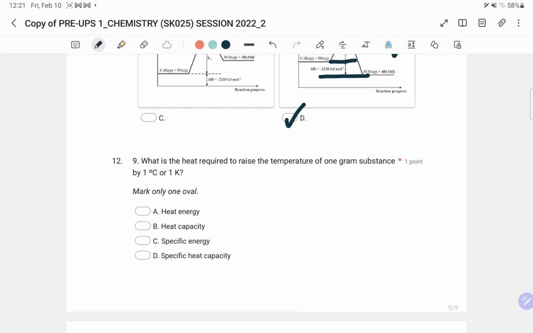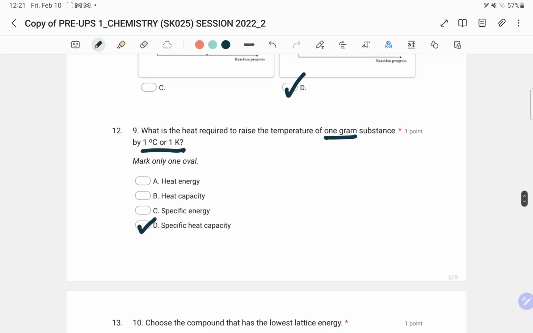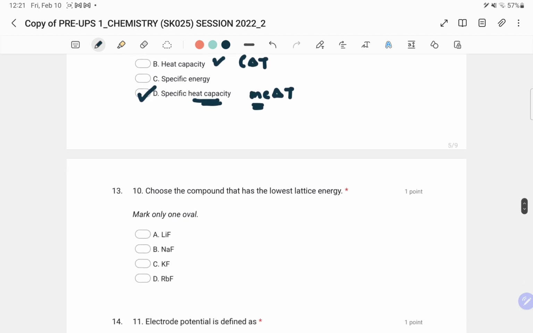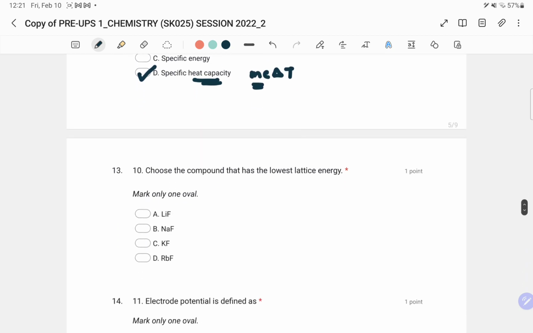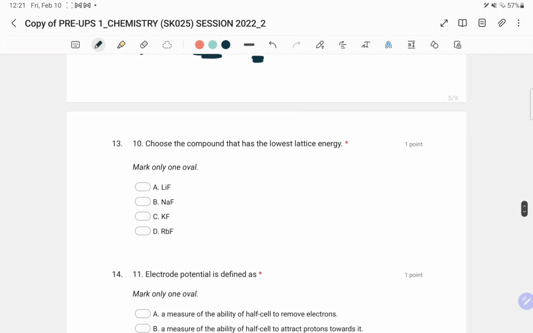Number 9, what is the heat required to raise the temperature of 1 gram. Dia ada mass lah. Dia ada mass, 1 degree Celsius. So dia adalah specific heat capacity. Sama ada specific heat capacity ataupun heat capacity. Heat capacity dia tak ada mass. Dia cuma C delta T. Kalau specific heat, mC delta T, ada mass. So ada grams lah.